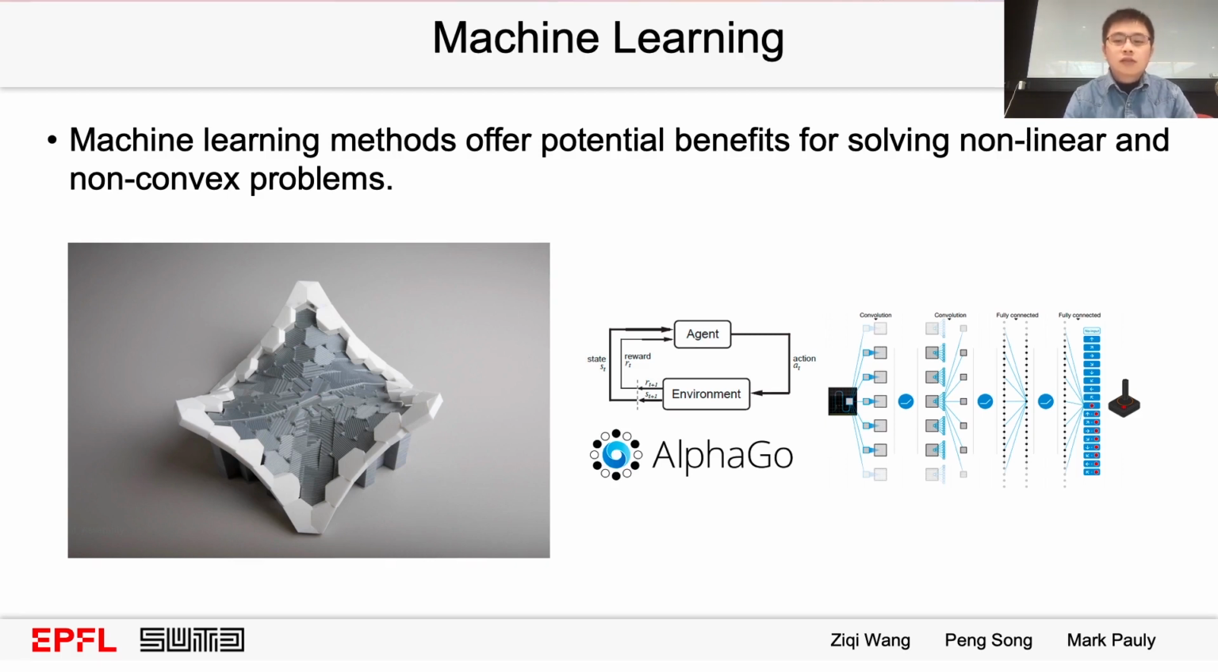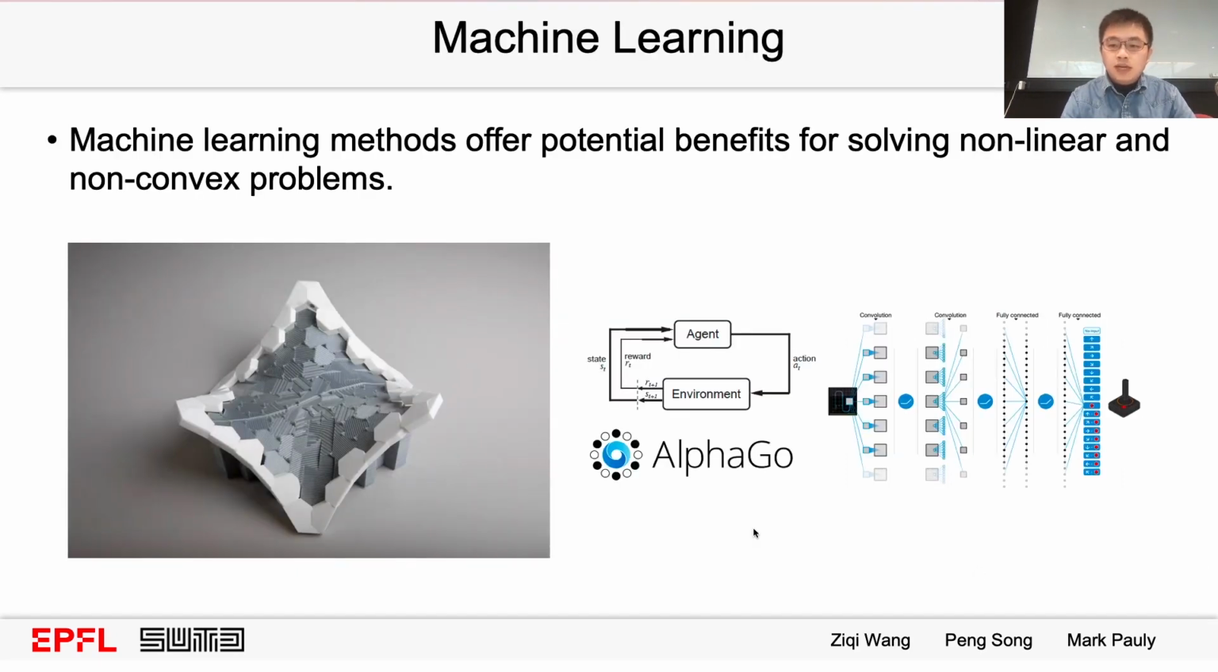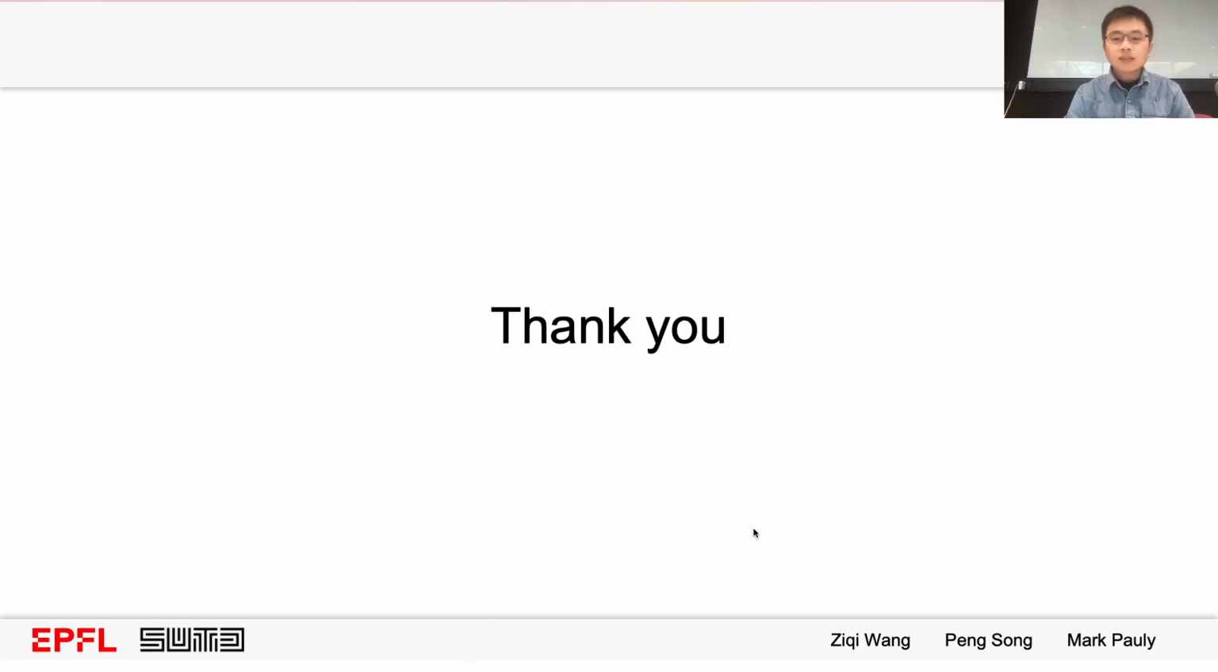For example, finding the optimal assembling sequence for assemblies to reduce scaffold is an interesting but very difficult task. Applying reinforcement learning, where we regard each assembly step as an action, to solve the difficult assembly planning problem could be a promising future work. That's the end of our talk.